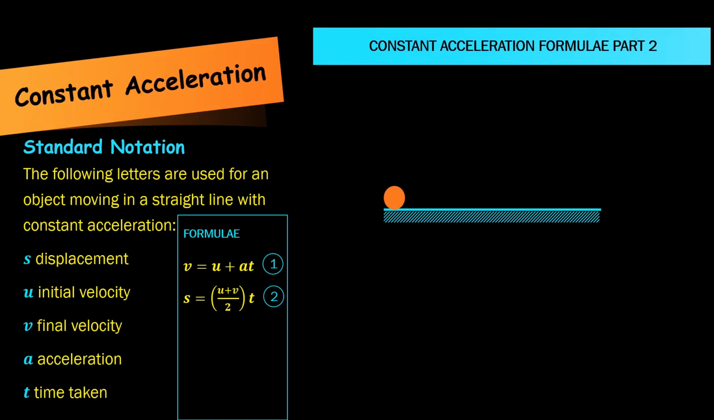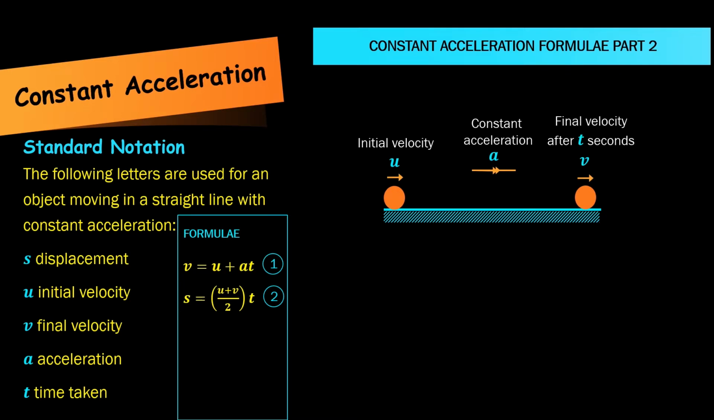An illustration of this notation is as follows. So we begin, say, with a particle moving in a straight line with constant acceleration. At time 0, the initial velocity u, the constant acceleration is a, and the final velocity after t seconds is v. The displacement is s.